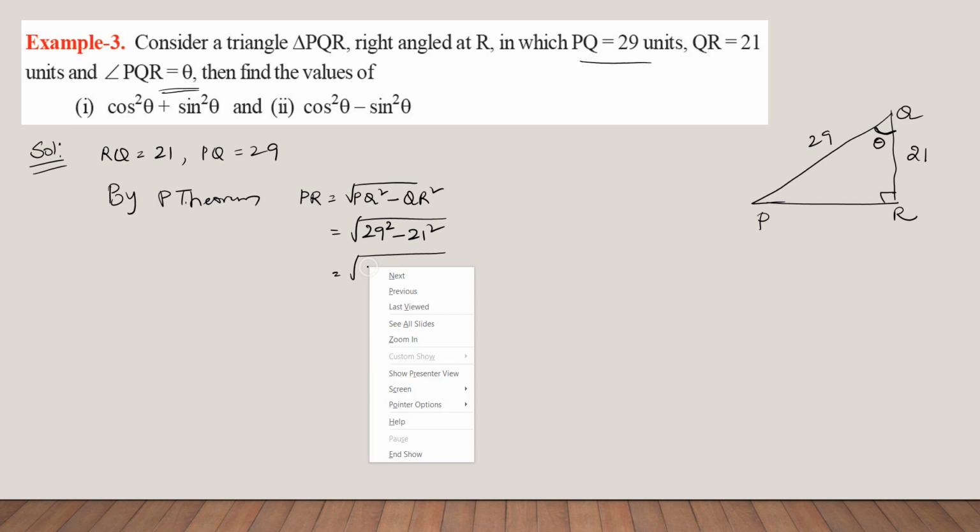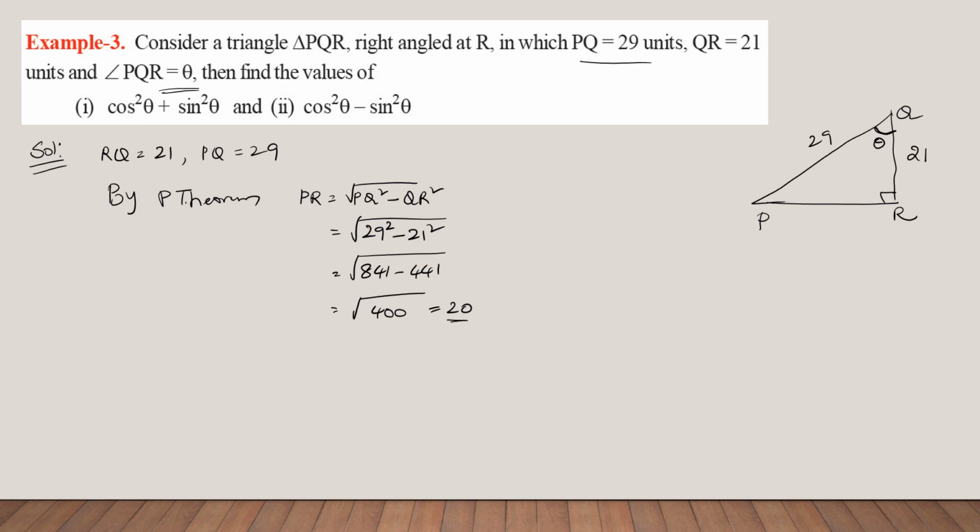29 square is 841, minus 21 square is 441. So 841 minus 441 is 400, which is equal to 20 under the square root. So this length is 20 units.